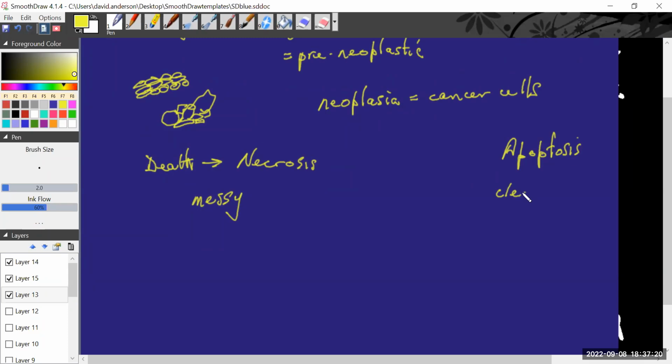Apoptosis is clean, sort of organized. Some websites will describe necrosis as cell murder, and apoptosis as cell suicide, except that it's pre-planned suicide. It's organized, it's for a purpose.